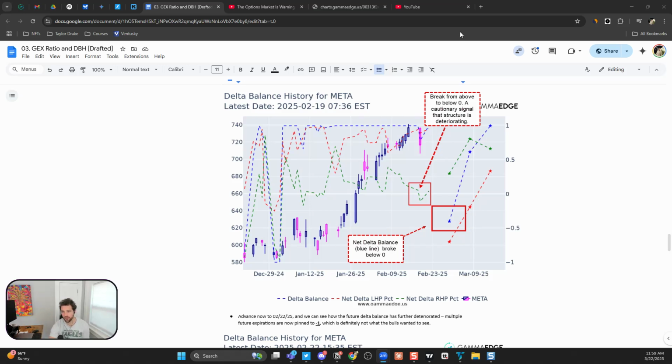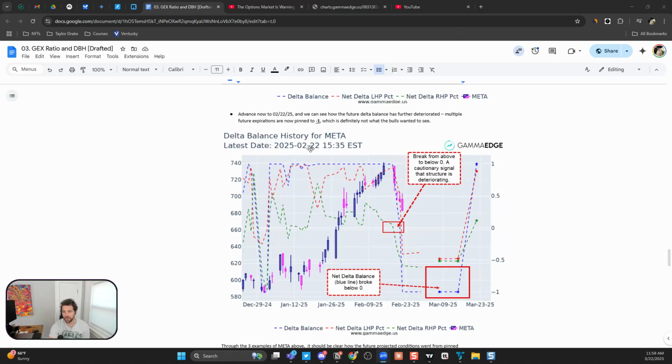And then fast forwarding to February 22nd, we can see that from that point on 2/19, when this broke below 0, it continued lower. Market structure has not recovered, and price didn't either. And then using this tool to look out into the future, we can also see that conditions are not expected to improve within the next two expirations.